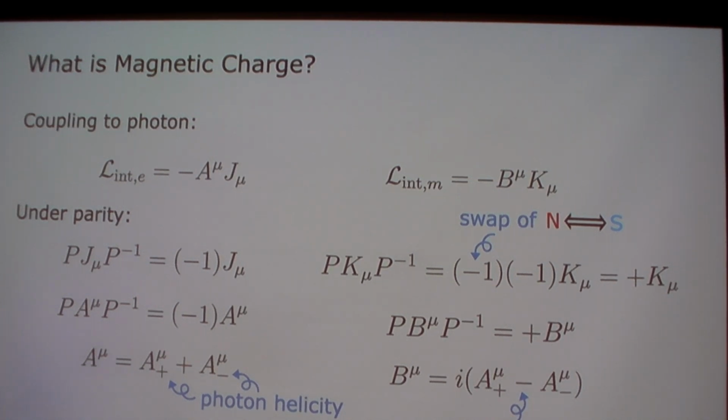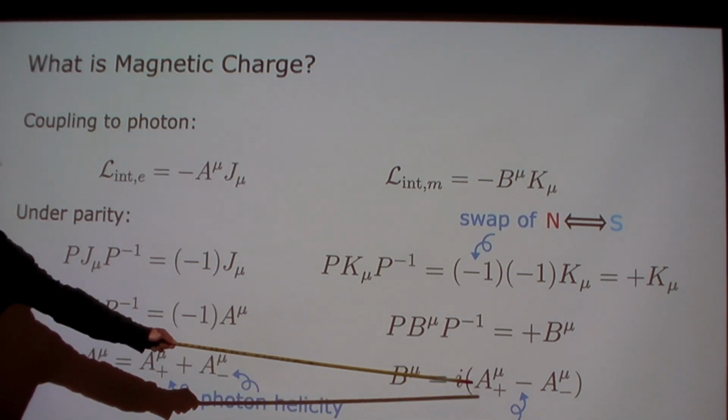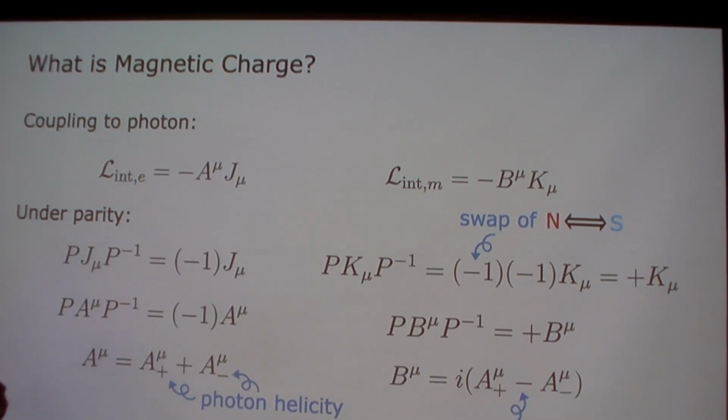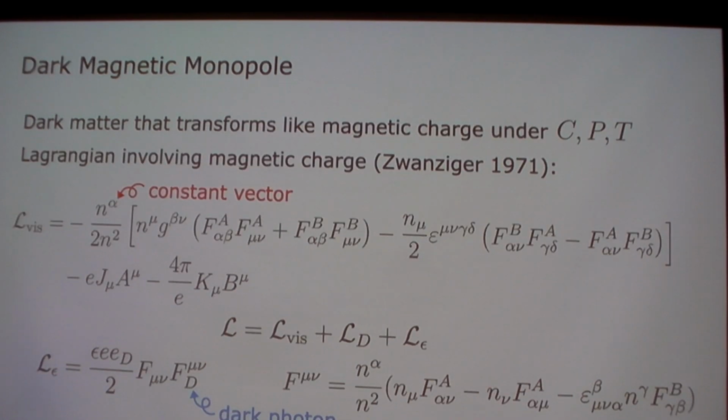Alright, so this minus sign between different helicity for magnetic charge is important for later. Okay. So now we know what a dark magnetic monopole is. It's just a dark matter candidate that transforms like magnetic charge under CPT.